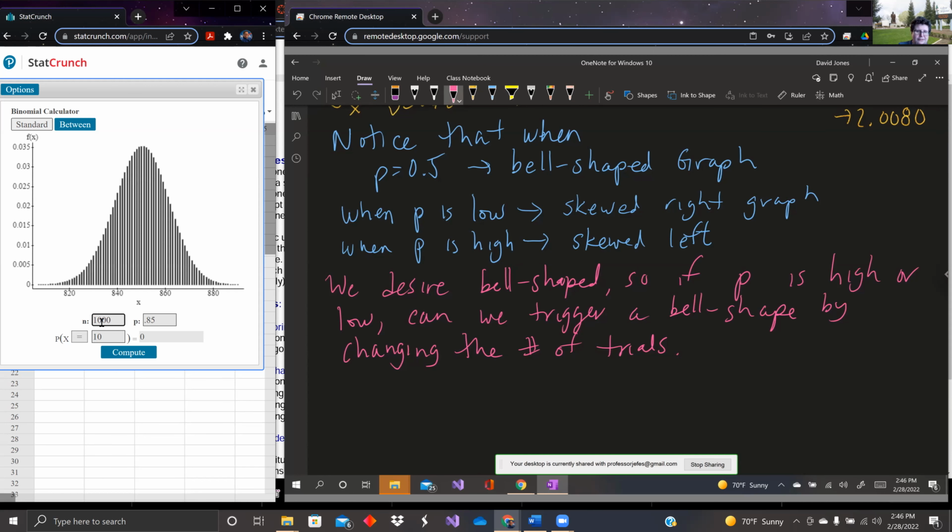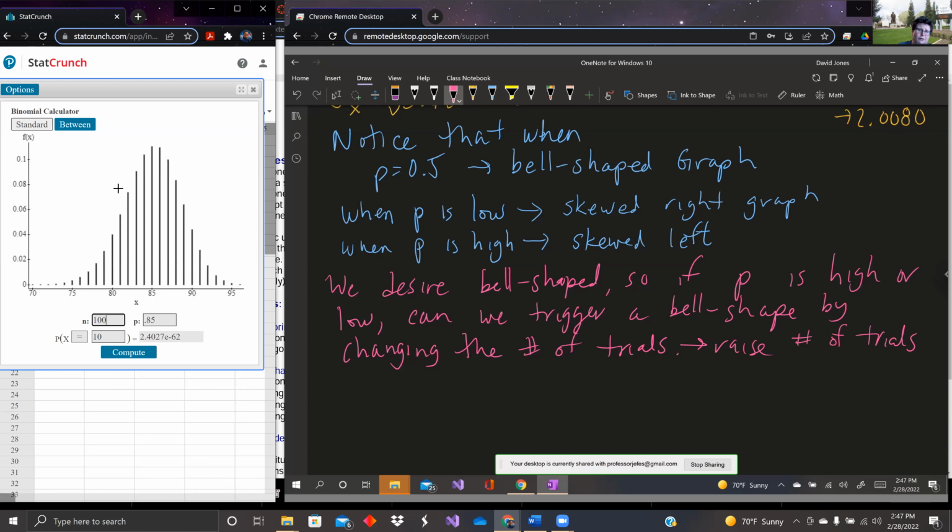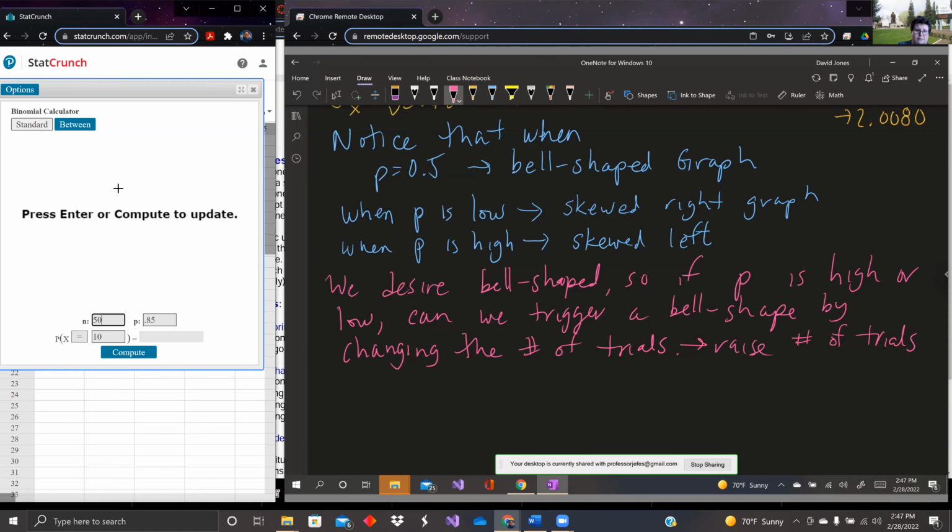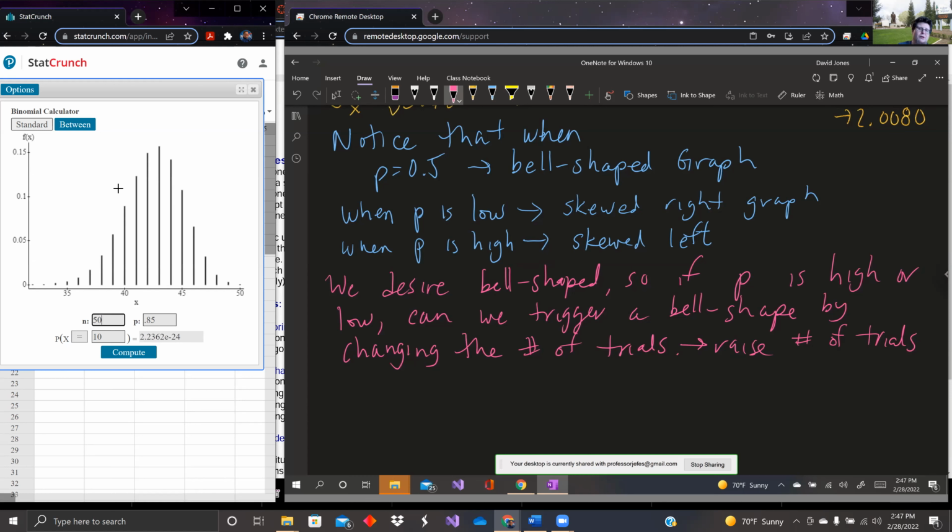What if I went like 1,000? Now it's got that bell-shaped distribution. So what we want to do is raise the number of trials. But how many? Do I really need 1,000 to get it? Because 100 looked pretty darn good too. Does 50? 50 looks pretty good too. So how do they determine that?